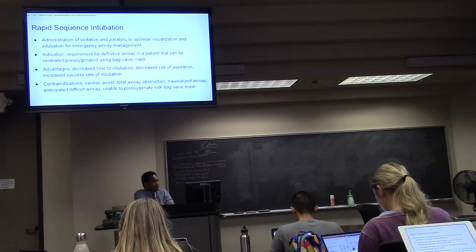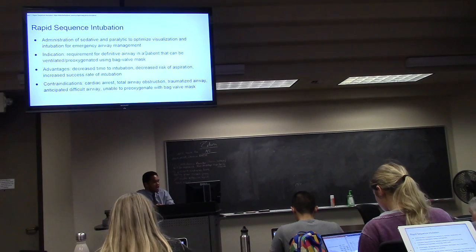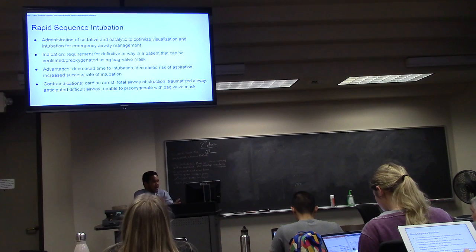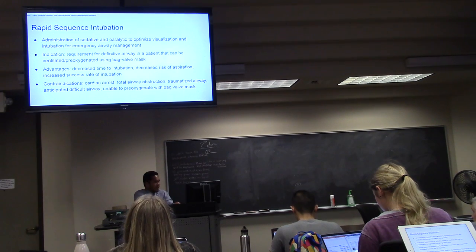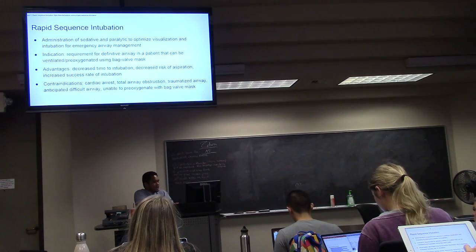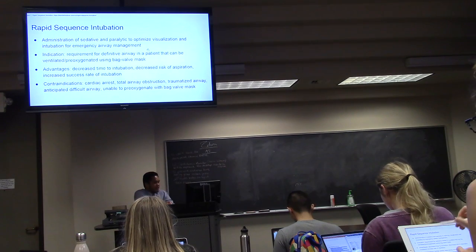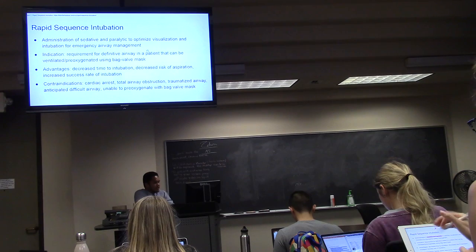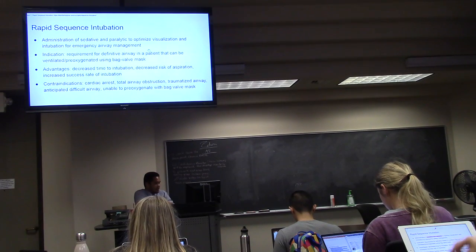So if they're not a difficult airway, they're not crashing, otherwise stable, and you've got all the equipment available to you, then you can do the rapid sequence intubation, which is intubation using a sedative and paralytic. So the biggest advantage of this is that you can relax the patient and make the intubation a lot simpler.